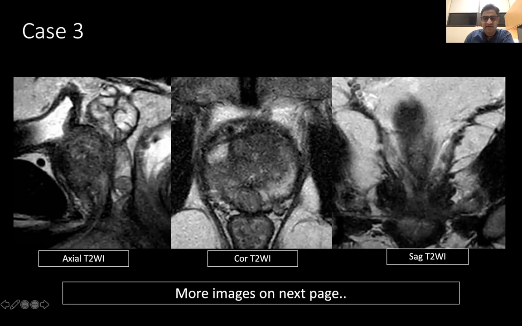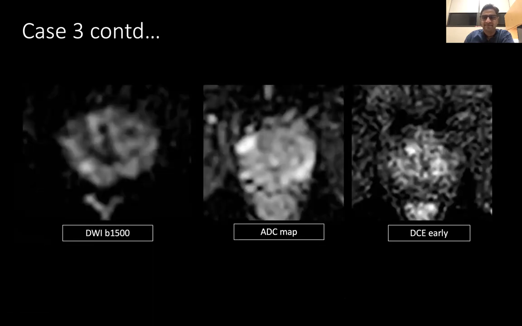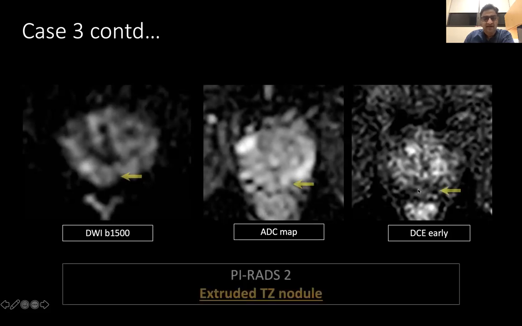As we look at the diffusion weighted imaging, we see that there is no restricted diffusion here. It is showing some shine through on the ADC map, and there is no enhancement. And so this is an ectopic transition zone nodule in the peripheral zone.